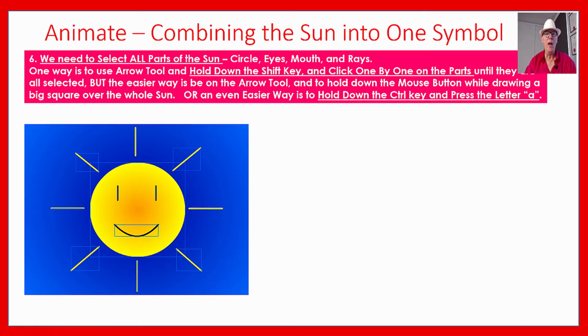That's kind of a long way. You can get your home base arrow tool and draw a big square around the whole thing and let go, and then everything should be selected. But the easiest way might be to just hold down the Control key on your keyboard and press the letter A for all, and that will select all the things which are on that particular layer. All right, it won't select the background, which is on a bottom layer underneath it, but this layer called Sun, where we made a new layer for it, it'll just select all those things.